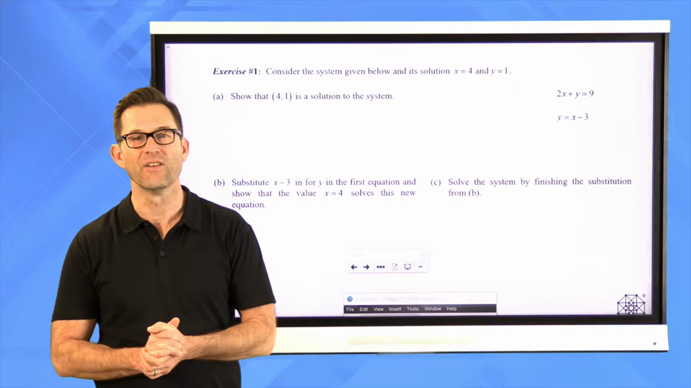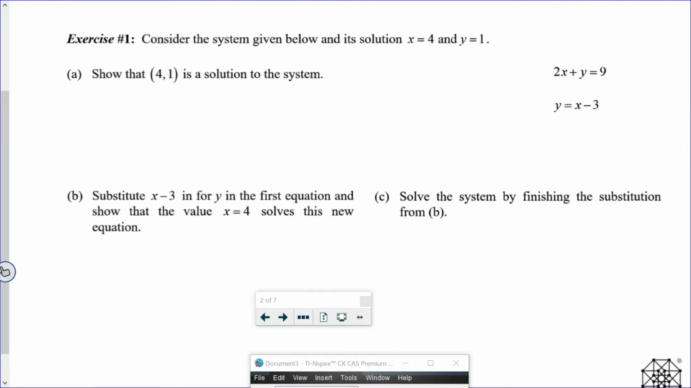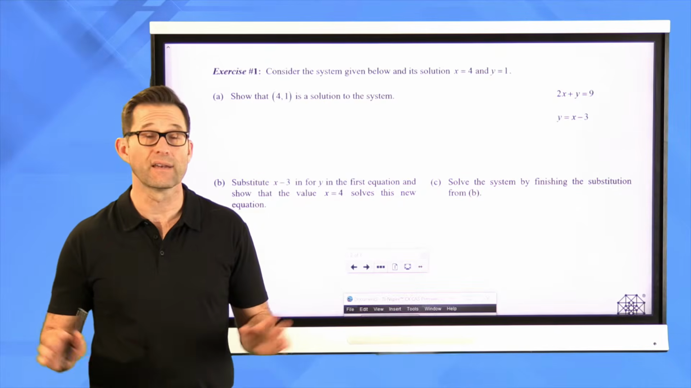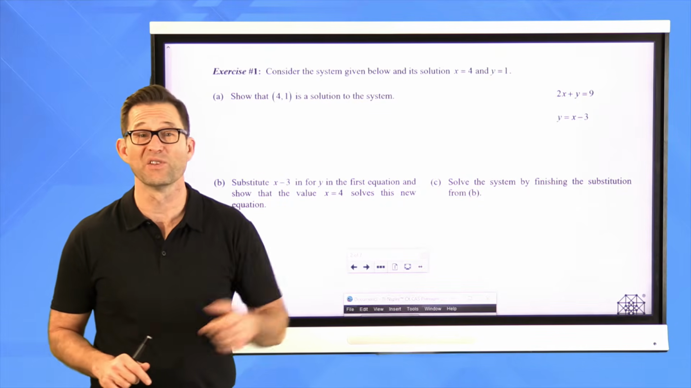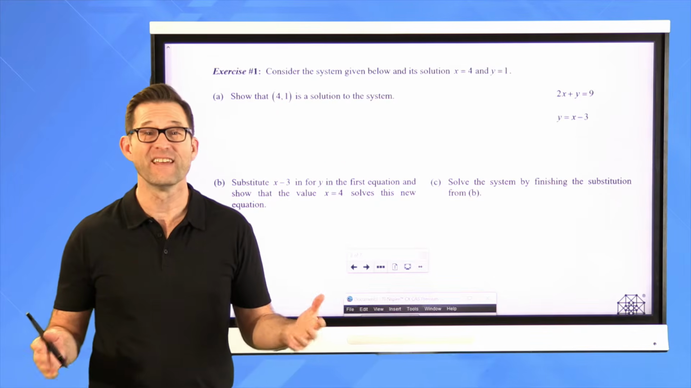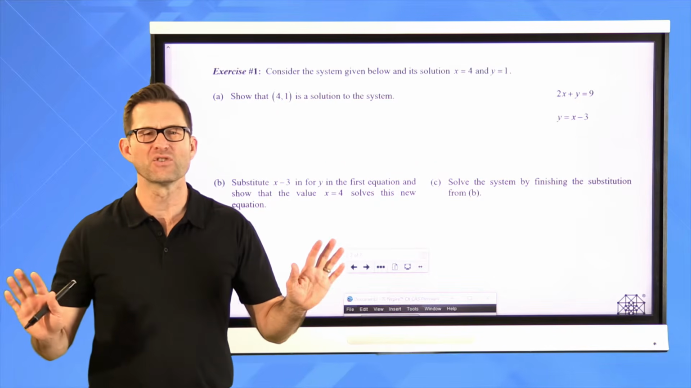All right, let's take a look. Consider the system given below and its solution x equals 4 and y equals 1, the system being 2x plus y equals 9 and y equals x minus 3. Letter A, show that 4, 1 is a solution to the system. All right, fantastic. Now I know it's a little bit weird because I'm giving you the solution right away, and then we're going to see how we can find it by substitution. But just roll with it for right now.